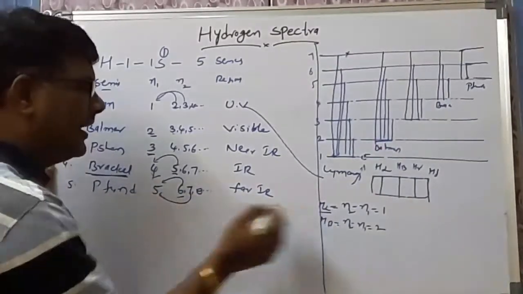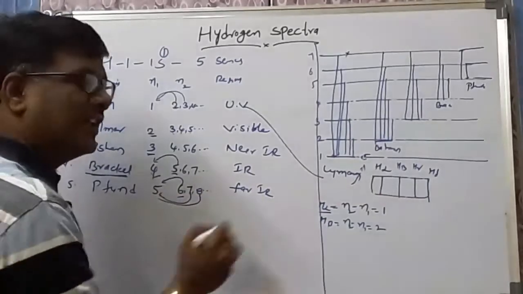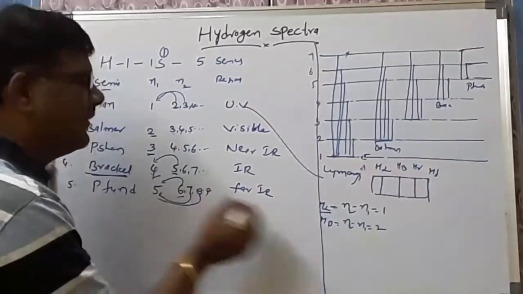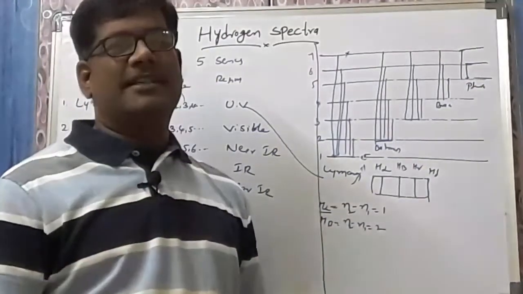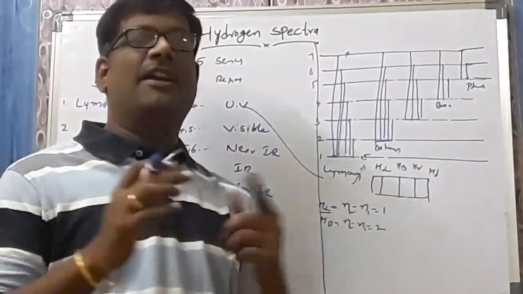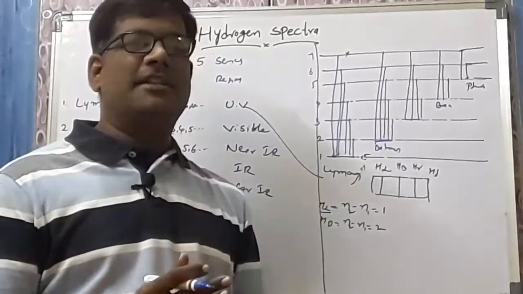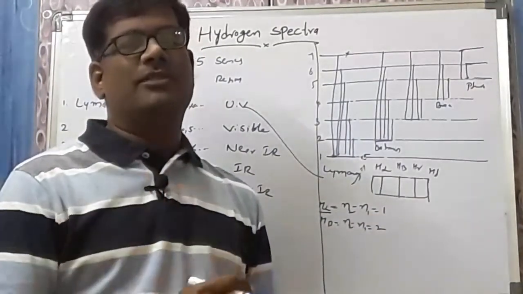7 to 5 will give you the H beta. 8 to 5 will give you the H gamma. 9 to 5 will give you the H delta. Like that you will get the different lines in the particular series. So there are 5 series, and each series will have plenty of lines. The first line is nothing but N2 minus N1 equal to 1.